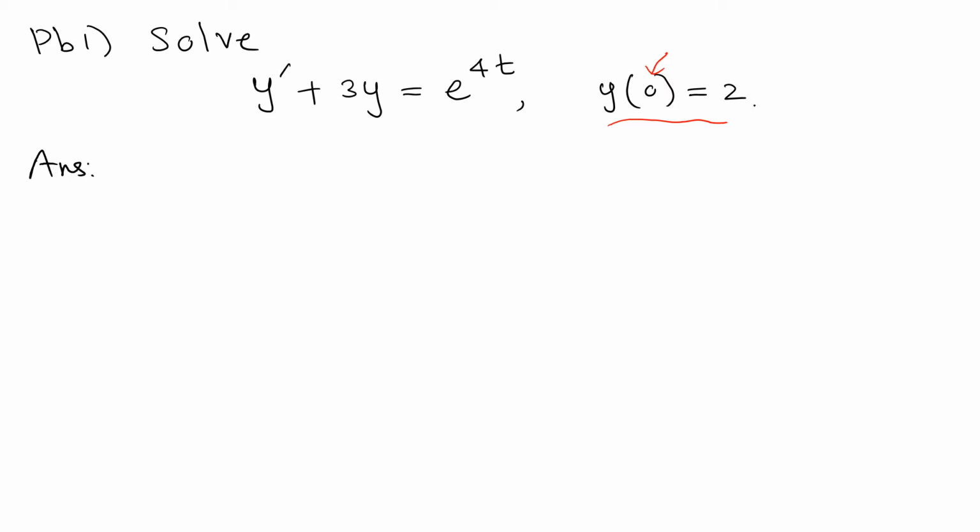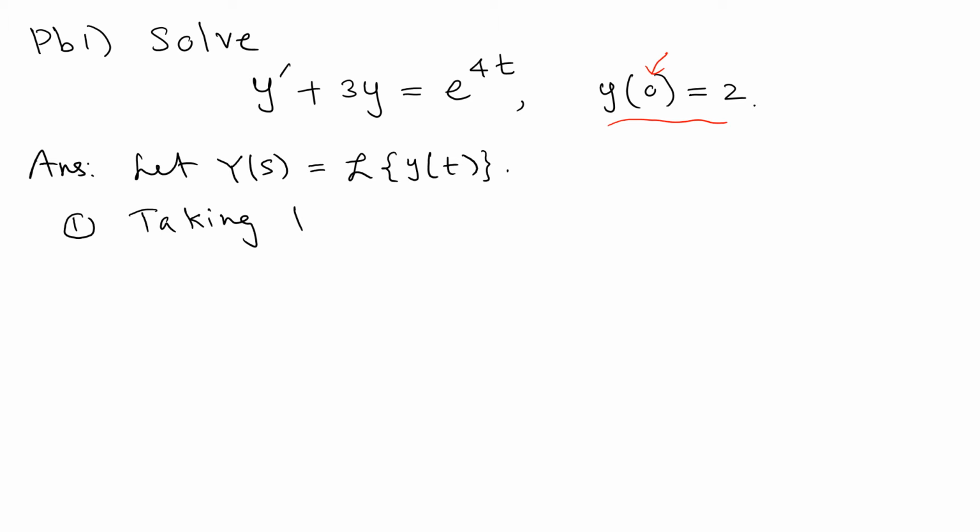So what we normally write at first is: let Y(s) equal the Laplace transform of y(t). That's the first thing we write. And then we go step by step. What was the first step? Take the Laplace transform. You can say LT for Laplace transform.